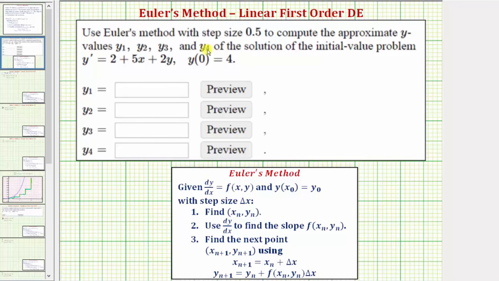We want to use Euler's method with step size 0.5, which means delta x equals 0.5, to compute the approximate y values, y sub 1 through y sub 4, of the solution of the initial value problem given the differential equation where y of 0 equals 4.